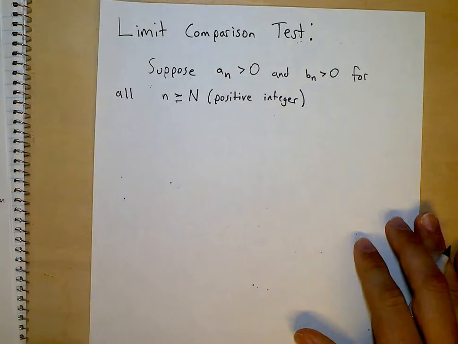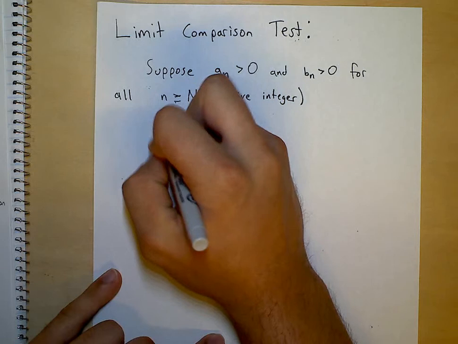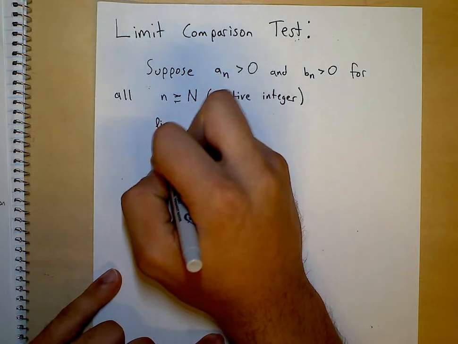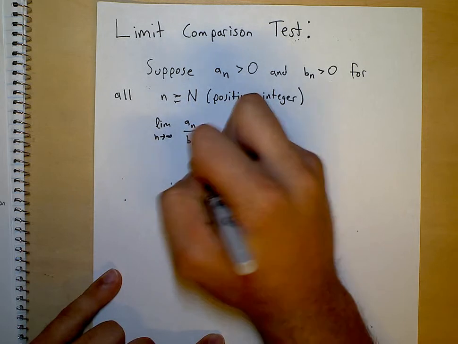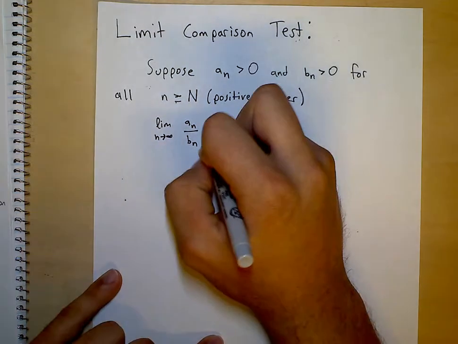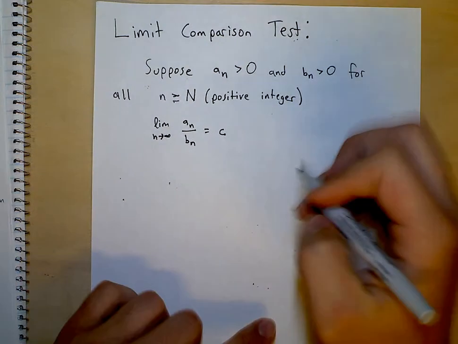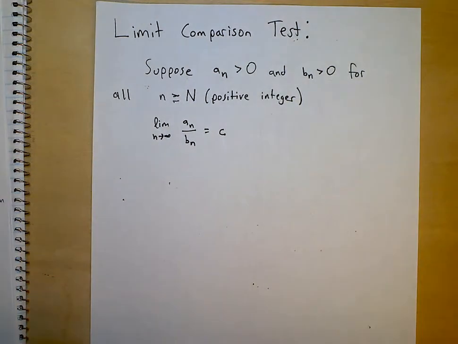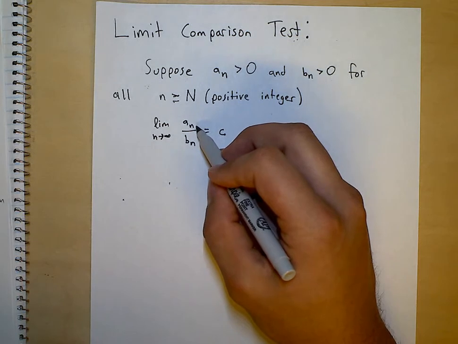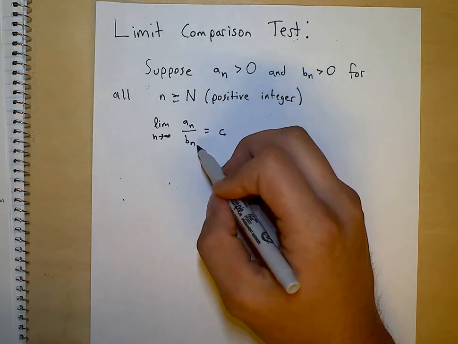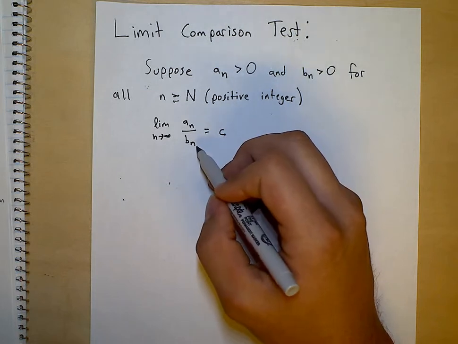So if this is the case, then we say that the limit as n goes to infinity of a sub n over b sub n equals some constant c, then we know that they both do the same thing. Meaning that if, say, a sub n diverges, and we know that, however we don't know what b sub n is, if we get some constant c, then that means b sub n also diverges.